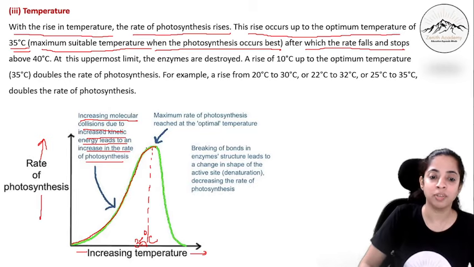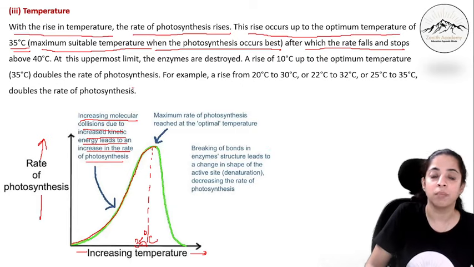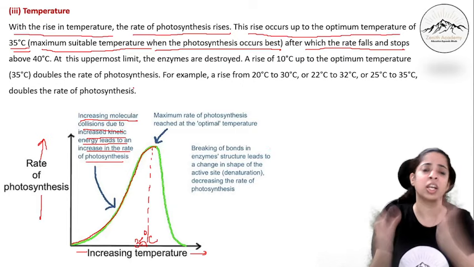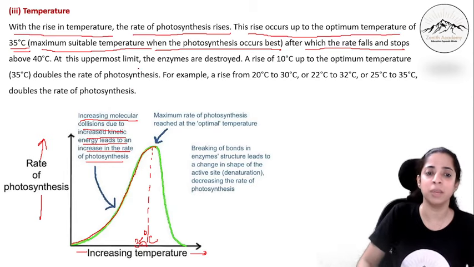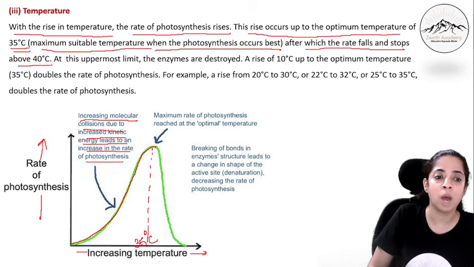So now after which, even if you are increasing the temperature, the rate falls. The rate falls. Now why is it happening? Because we are increasing temperature, kinetic energy should increase and there should be more photosynthesis. Then why is it dipping? See here. Okay, so above 40 degree what happens? After which the rate falls and stops above 40 degree.